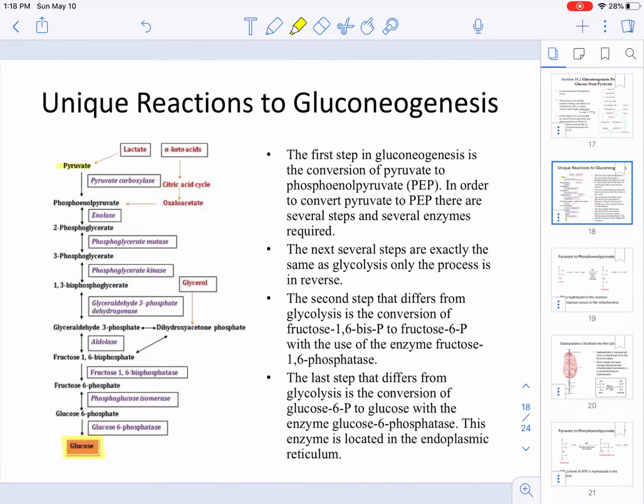Now, gluconeogenesis has different starting points, and the sources of molecules in this pathway can come from a diverse resource of molecules that are obtained in different pathways. So, I'm going to now outline different resources for molecules involved in gluconeogenesis.